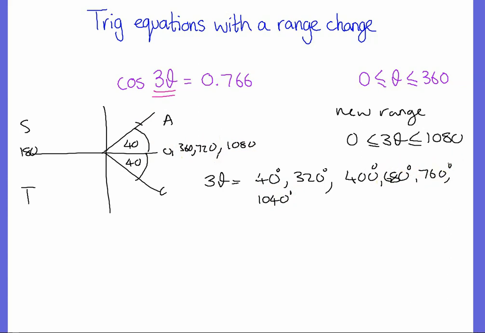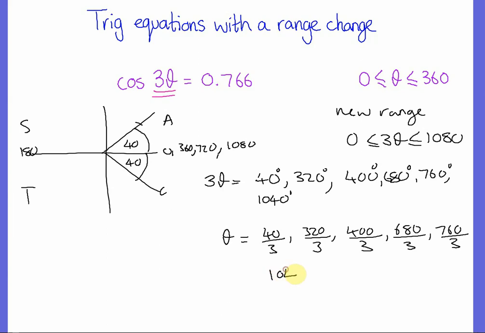So there are 1, 2, 3, 4, 5, 6 solutions to this problem for 3 theta. But we want only values for our final answer for theta between these. So how do we get from 3 theta to theta? Well, you just divide everything by 3. So it's 40 over 3, 320 over 3, 400 over 3. You get the gist, okay? Now you could work these out, but you'll be really inaccurate. Why not just write an exact answer like I'm doing, and then there you have it.